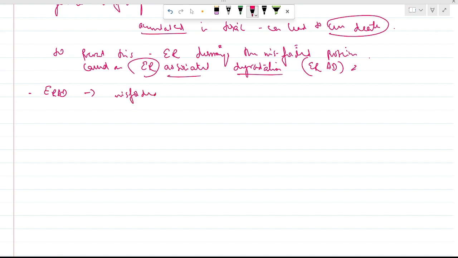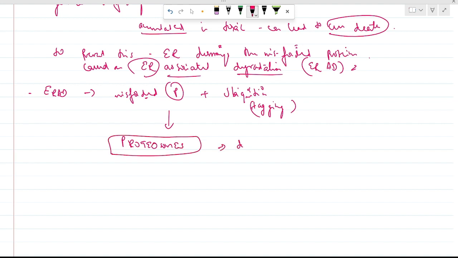Misfolded protein is combined with ubiquitin. This process is called tagging, to form proteasomes, which are then degraded. So in this endoplasmic reticulum associated degradation, these misfolded proteins, which are toxic on accumulation, are combined with ubiquitin. This process is called tagging, and they are then converted to proteasomes and degraded.